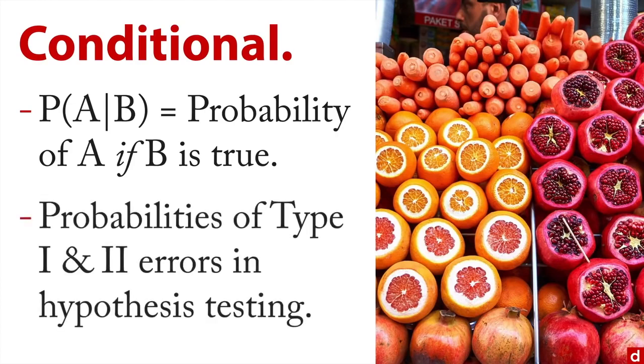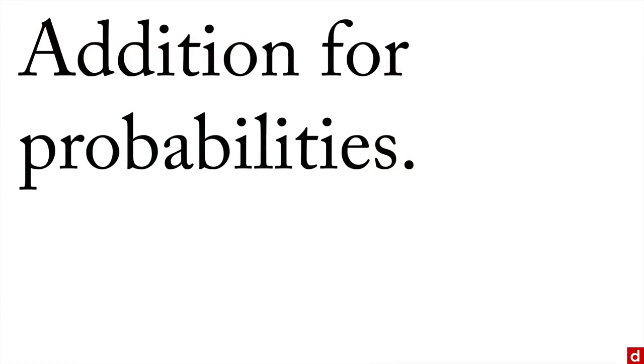Now, the place where this comes in really important for a lot of people is the probabilities of type 1 and type 2 errors in hypothesis testing, which we'll mention at some other point. But I do want to say a few things about arithmetic with probabilities because it doesn't always work the way that people think it will.